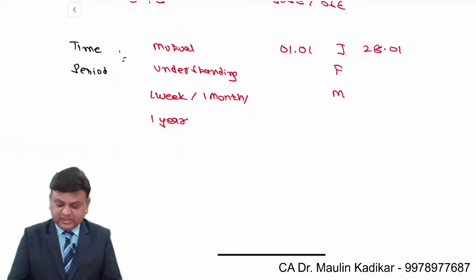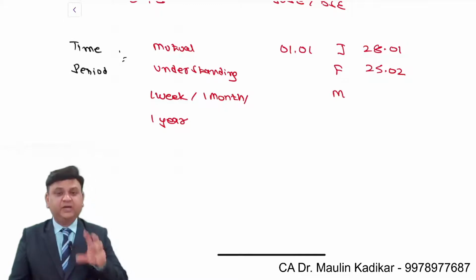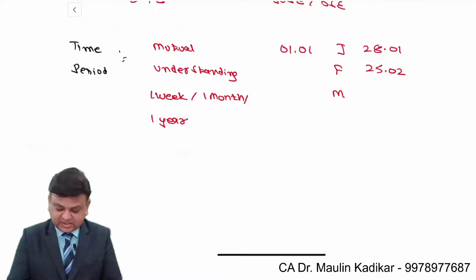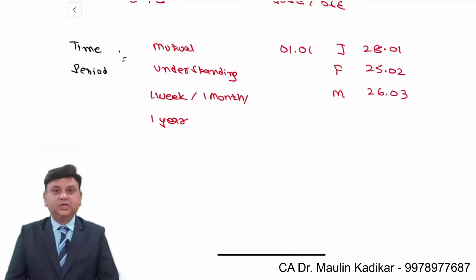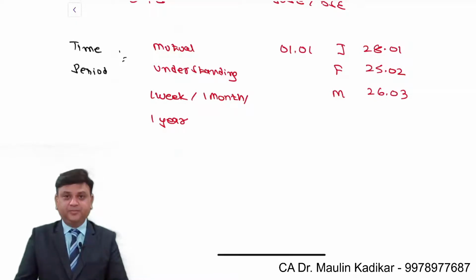For the month of February, the last Thursday is, let us say, 25th of February. And for the month of March, let us say the last Thursday is 26th of March. So on 1st of January, if you look at the terminal, you will find that these are the three dates for which the futures contract can be entered upon.